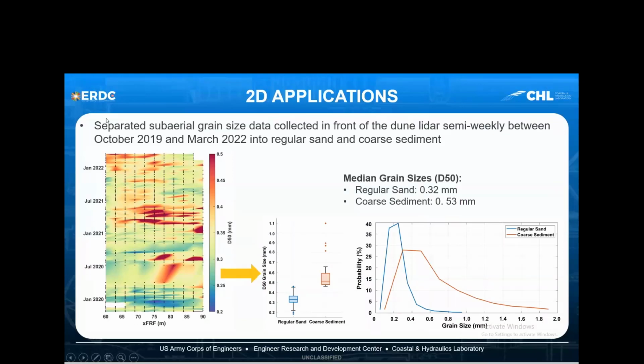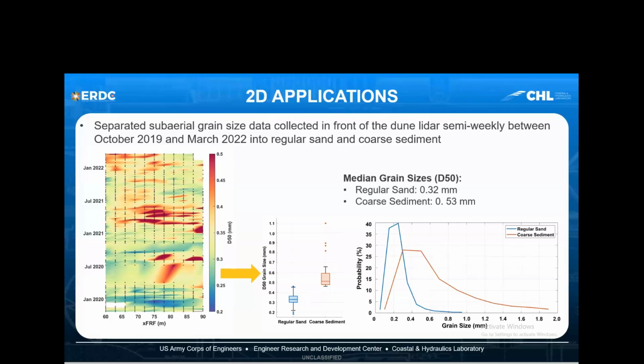So then to get the grain size that would be used for both the regular sand and the coarse sediment, I separated the subaerial grain size data that we had collected in front of the dune LiDAR from October 2019 to March 2022 into a regular sand and a coarse sediment distribution, which can be seen here over on the right. We had the regular sand with a D50 of 0.32 millimeters, and the coarse sediment came out to a D50 of 0.53 millimeters. But we can see from this box and whisker plot that the D50s for the more coarse sediment do vary a large amount.